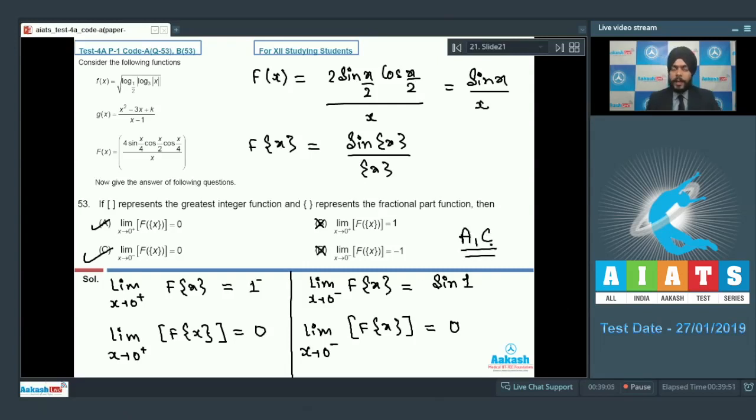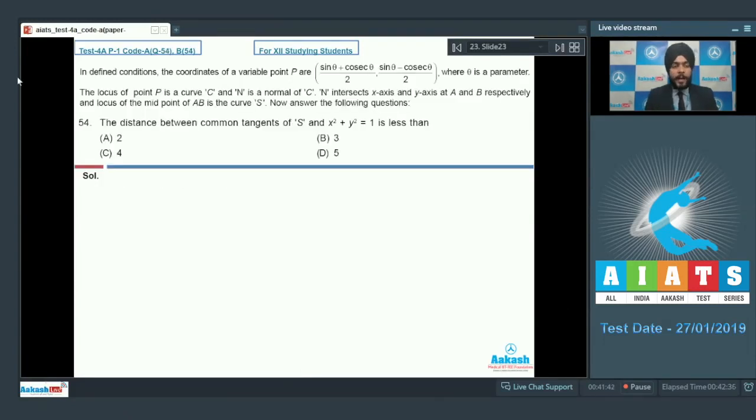Let us move on to the next one, that is 54. Let us move on to the next paragraph. Students, in this particular paragraph, based on number 54 and 55, we have in the defined conditions, the coordinates of variable point P are sine theta plus cosecant theta by 2, sine theta minus cosecant theta by 2, where theta is a parameter. The locus of point P is curve C and N is a normal of C. N intersects x-axis and y-axis at A and B respectively. And the locus of midpoint of AB is the curve S. Now, answer the following questions. A lot of information, let us process it slowly.